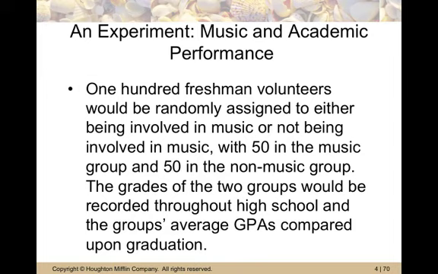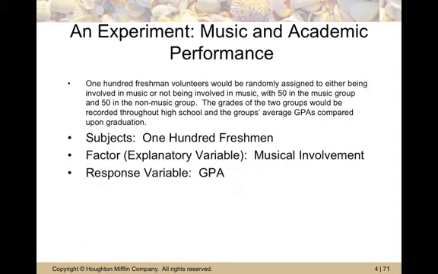All right. So, if we really wanted to do an experiment on music and academic performance, 100 freshman volunteers would be randomly assigned to either being involved in music or not being involved in music, with 50 in the music group and 50 in the non-music group. The grades of the two groups would be recorded throughout high school, and the groups' average GPAs compared upon graduation. The subjects in this experiment would be the 100 freshmen. The factor, the explanatory variable, would be musical involvement, and the response variable would be GPA.